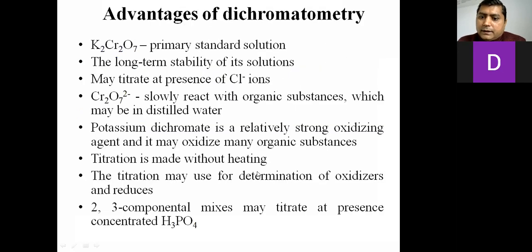Advantages: the number of advantages of dichromatometry, that is potassium dichromate titration, is that it has a primary standard, because potassium dichromate is a primary standard. It has long stability in solutions, and it may be used in the presence of chloride ions. Potassium dichromate reacts slowly with organic substances, so it can be dissolved in distilled water, whereas potassium permanganate is a really strong oxidizing agent. And titration may be done without heating. So these are the advantages that dichromatometry titration has over potassium permanganate titrations.